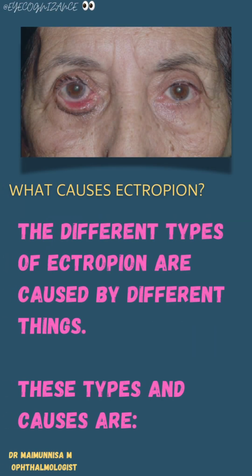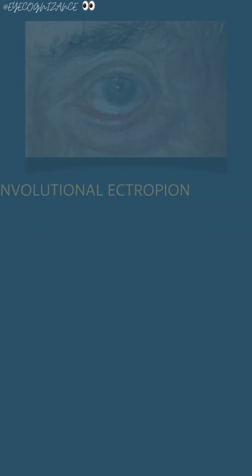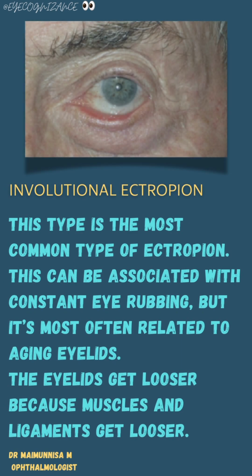The different types of ectropion are caused by different things. These types and causes are the following. Involutional ectropion. This type is the most common type of ectropion. This can be associated with constant eye rubbing, but it's most often related to aging of the eyelids.